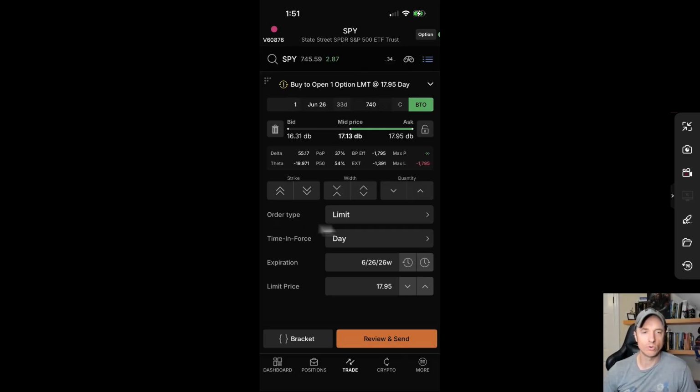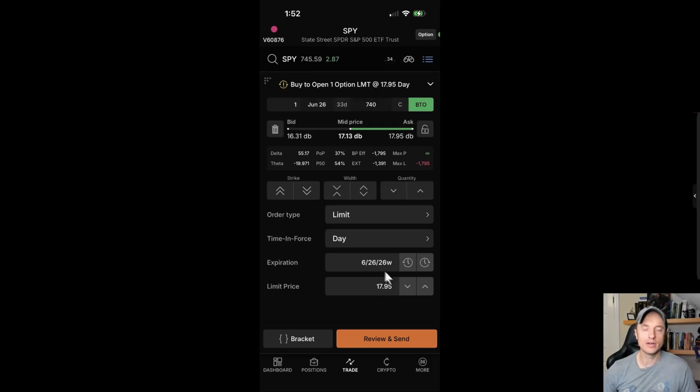Then we get into the different order types. The default is limit. And limit order means that you're setting a price limit on the order. And your limit price is down here at $17.95. So that means that I am willing to spend $17.95 per share within this contract. And each contract represents 100 shares. So I'm willing to spend $1,795 to buy this contract. You can see my max loss right here of $1,795. And that's because I could potentially lose my entire investment into this options contract.